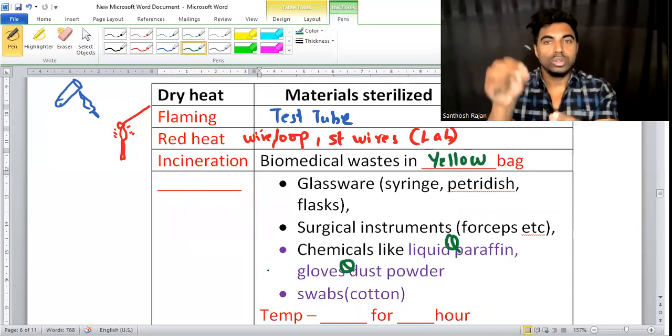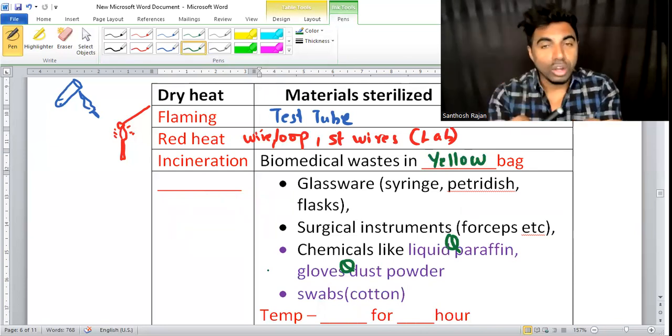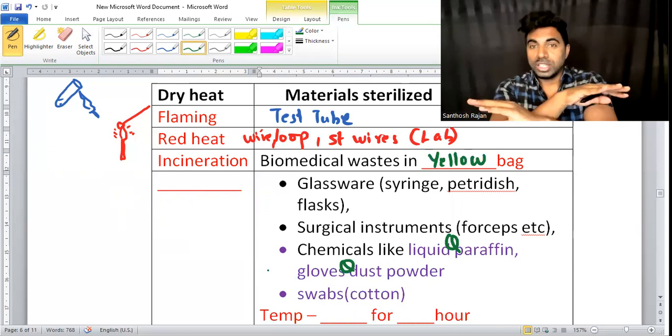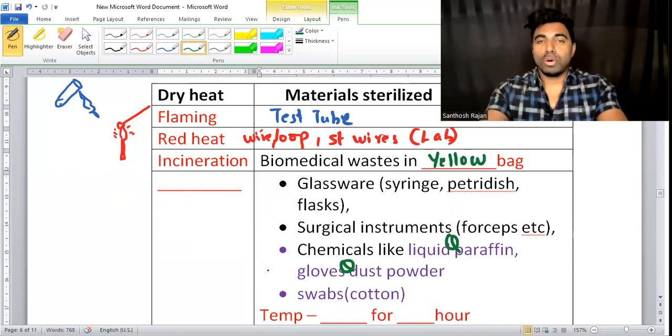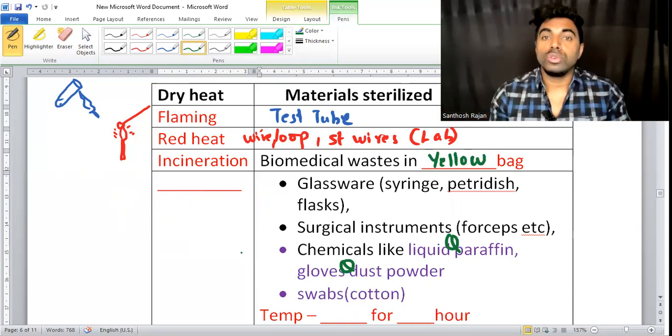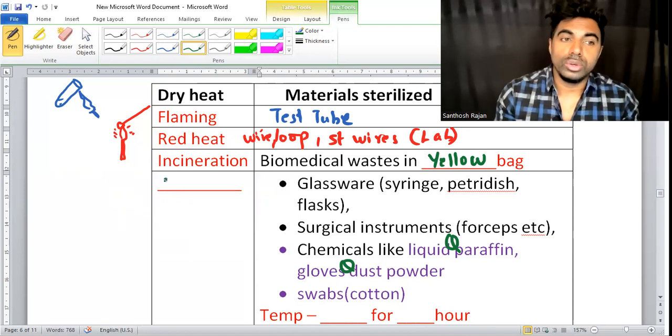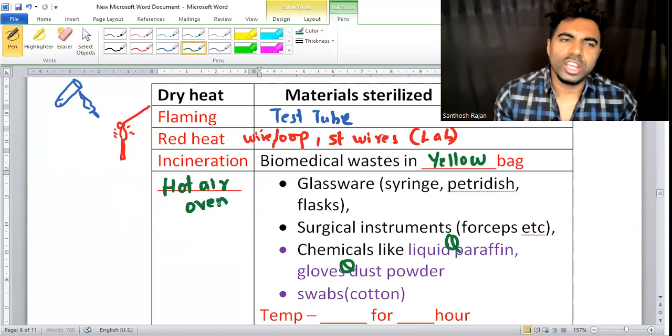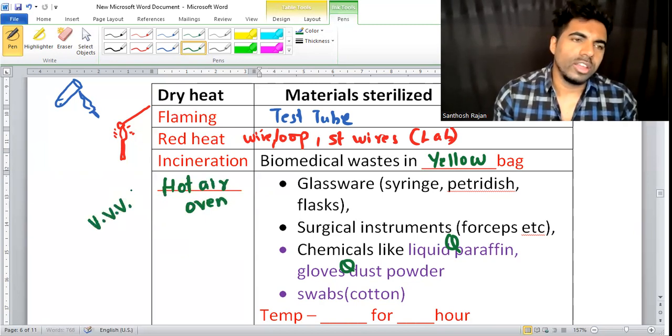So water goes inside. Liquid paraffin or glove dusting powder gets wet, the entire process gets spoiled. It will not work. So what type of heat will you use? Dry heat. Which dry heat are you going to use? Hot air oven. This is a question frequently asked. Very, very important.